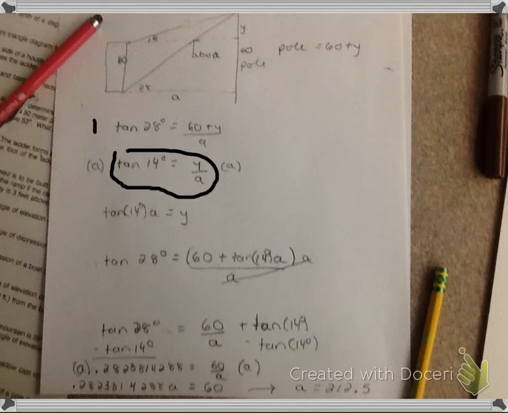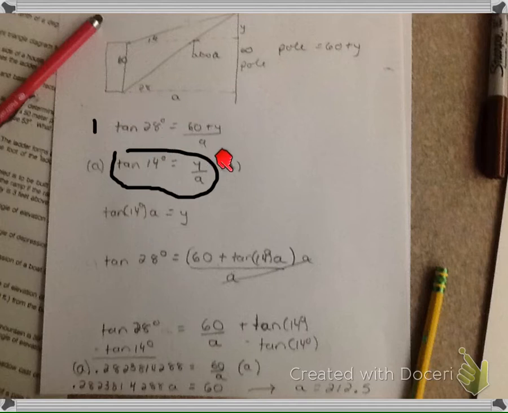And then over here, you're going to get the tan of 14 degrees times a, which I just rewrote to make it look like this. So now I've got this equation that y is equal to tan of 14 over a, and I'm going to take this value right here, and I'm going to plug it into where the y is on my first equation. So this is my first equation, this is my second equation.